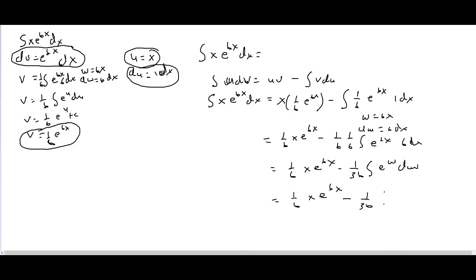So this just becomes e to the w plus c, and then my final line looks something like 1/6 x e to the 6x minus 1/36 e to the 6x plus c, and I circle that up.